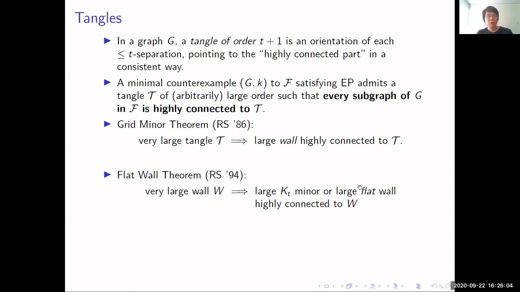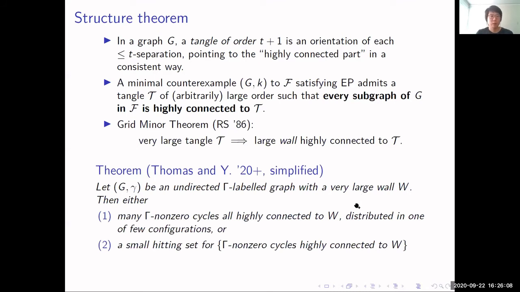Okay, but I won't actually list out all the cases. So I'll just give you a simplified version of this structure theorem. If you give me an undirected group-labeled graph with a very large wall, then I can either find you many non-zero cycles that are all highly connected to the wall, and it's distributed in one of 3 configurations. I won't go into the details of how they're distributed. So either you can find many of these non-zero cycles that are highly connected to the wall, or there's a small hitting set for all the non-zero cycles that are highly connected to the wall.